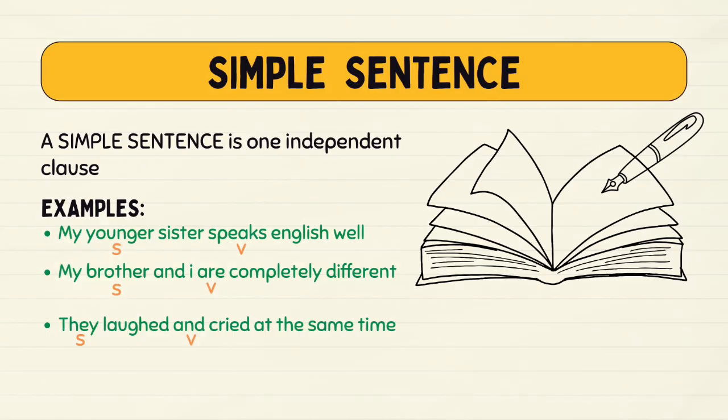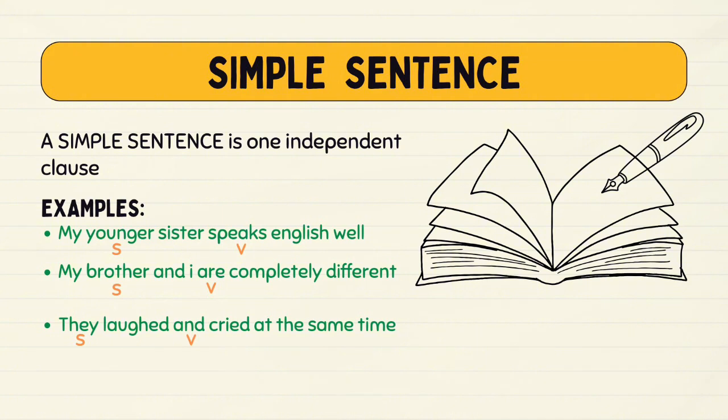Now, we are talking about the first type of sentence, that is simple sentence. A simple sentence is one independent clause. For examples, my younger sister speaks English well. In this sentence, my younger sister is the subject, speaks is the verb.